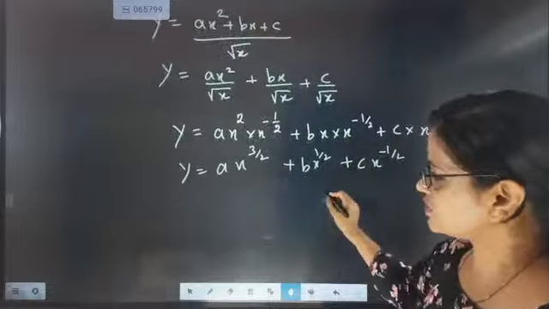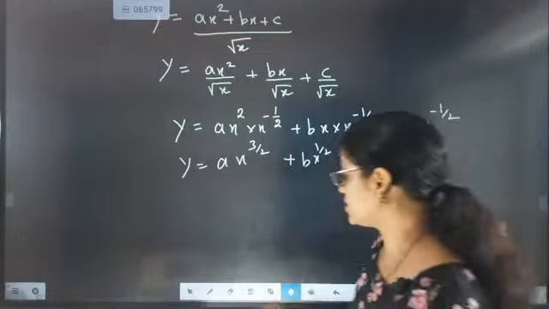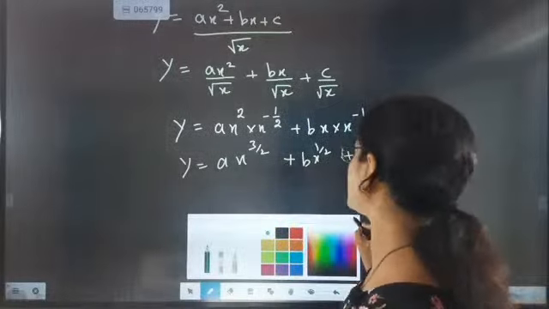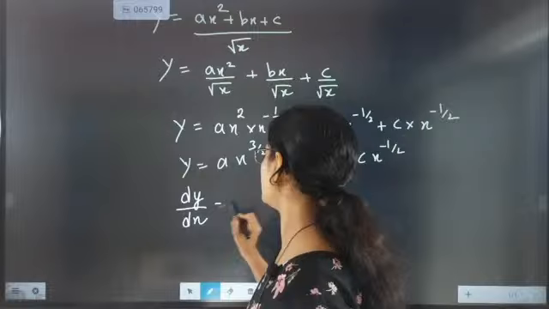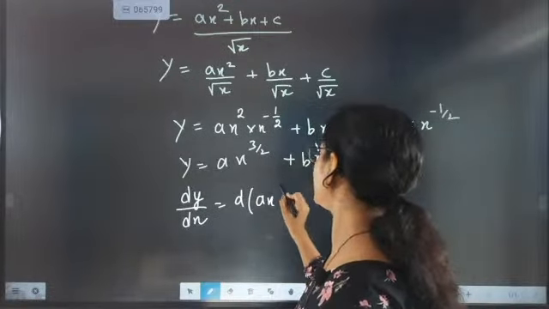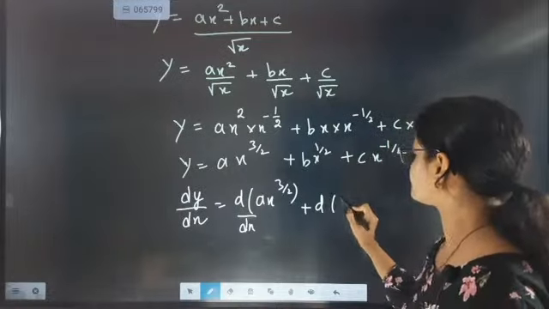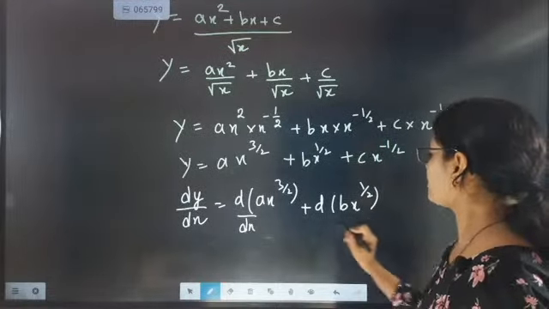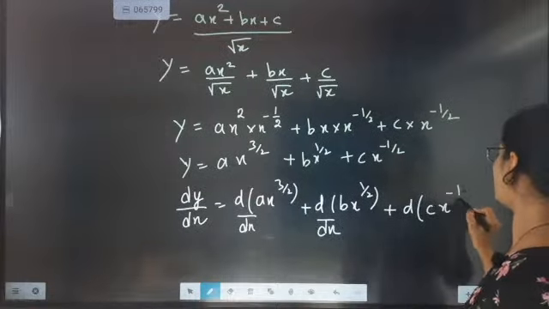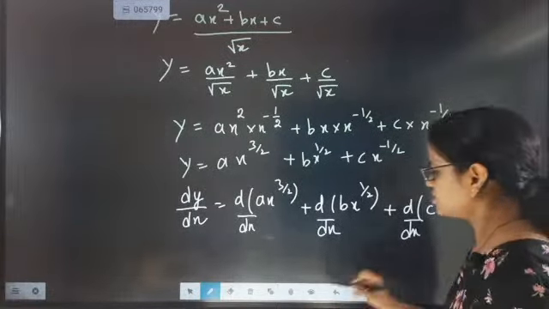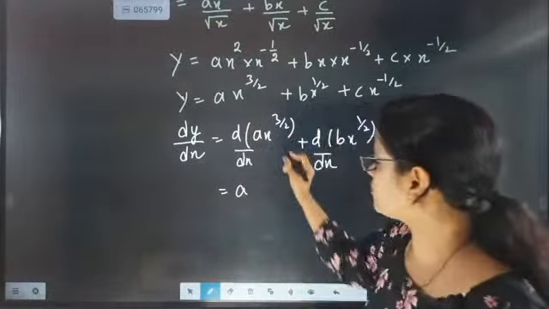Now we are ready for differentiation. Once we have solved till this, now we can differentiate this one. We are just going to do one small work, and that is differentiating both sides. So dy by dx will be equal to a d(x to the power 3 by 2)/dx plus b d(x to the power 1 by 2)/dx plus c d(x to the power minus 1 by 2)/dx. Now a is a constant, it will come out.